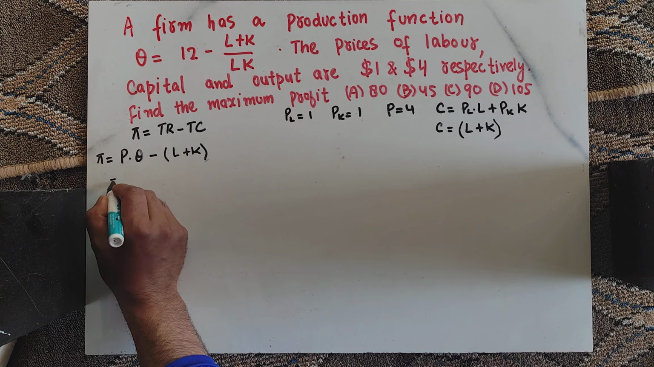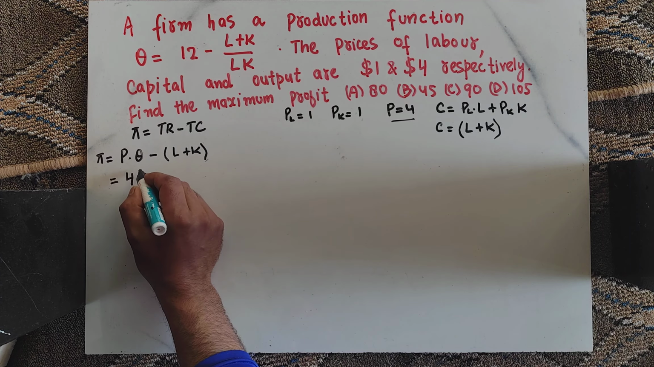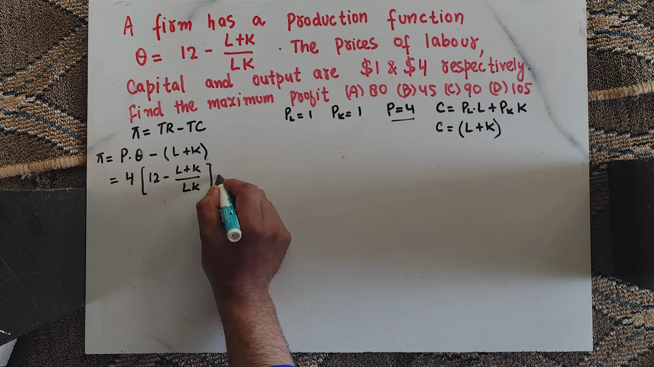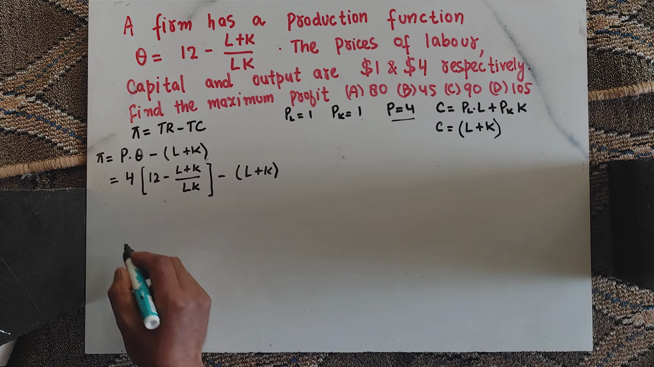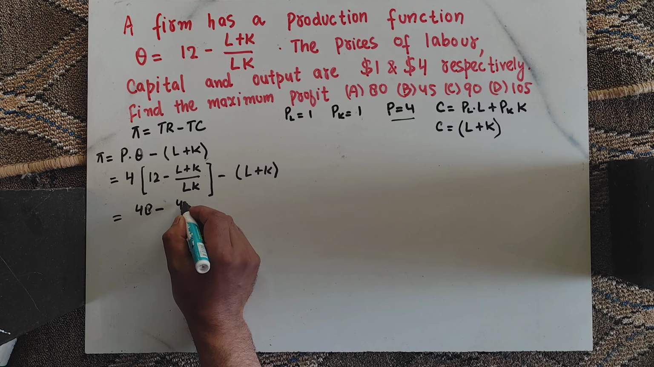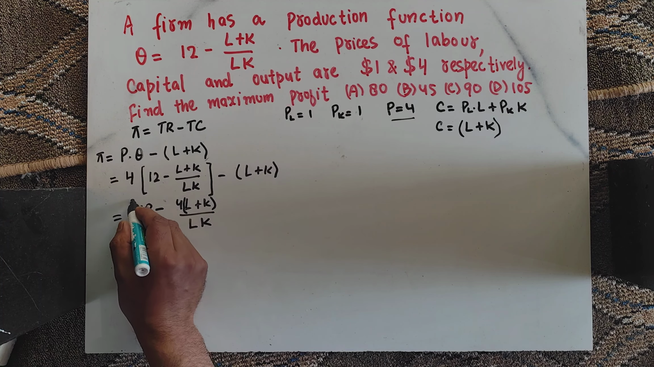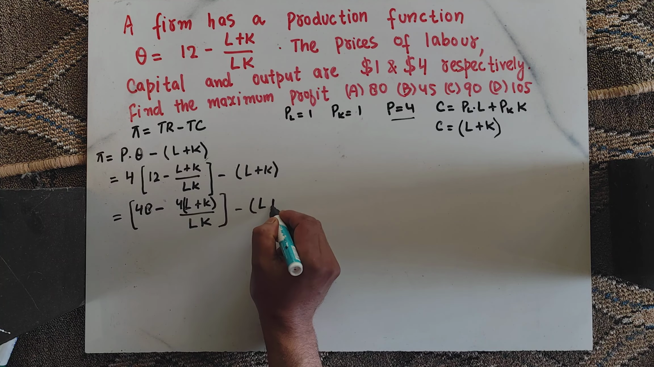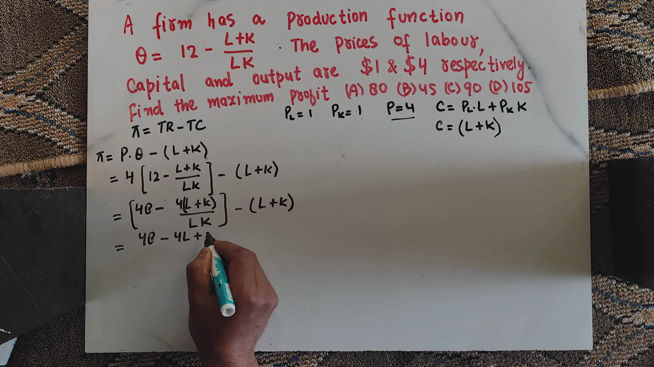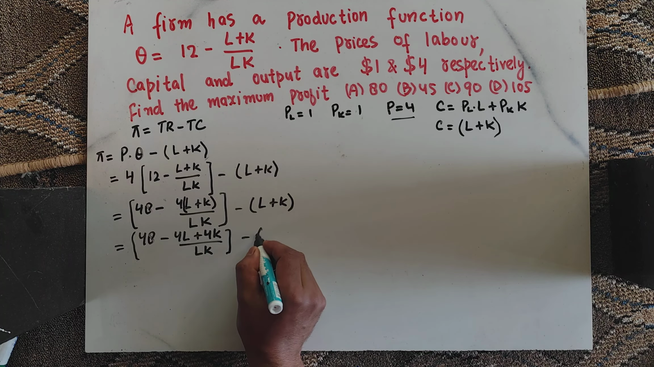The price is given as $4, so we write 4 times the output, which is our production function, 12 - (L + K)/LK. From this we subtract the cost, which is L + K. So 4 into 12 is 48, minus 4(L + K)/LK, minus (L + K).